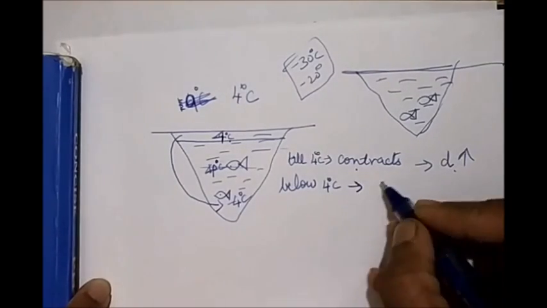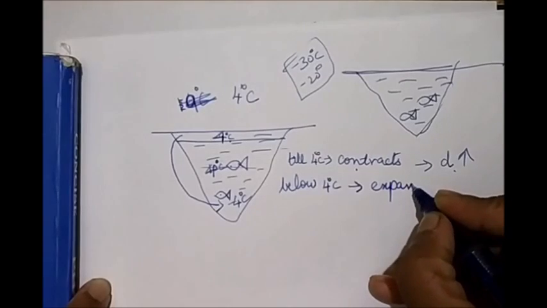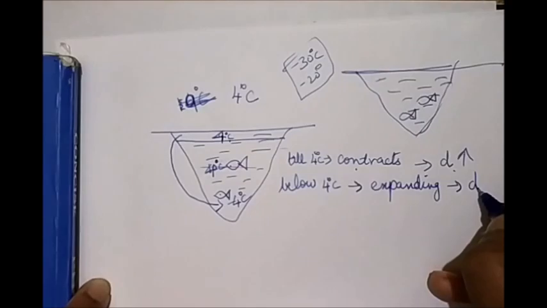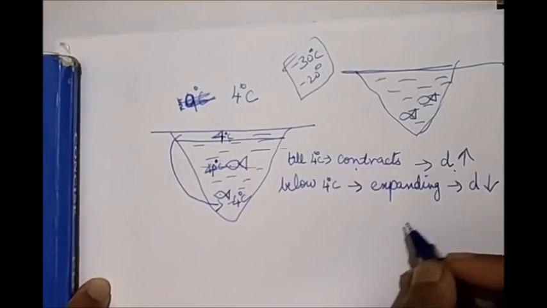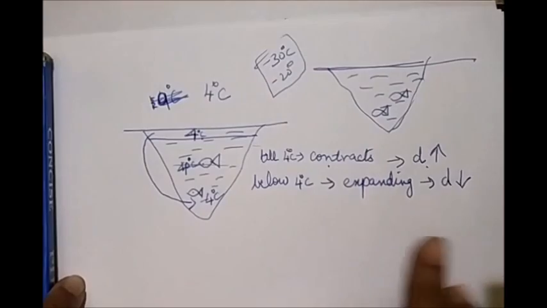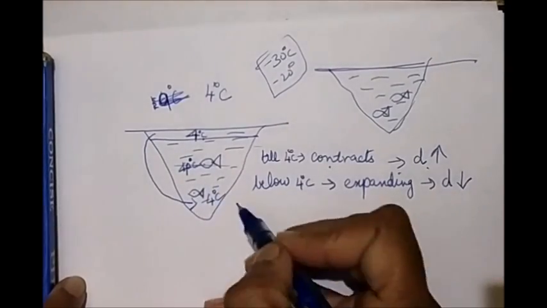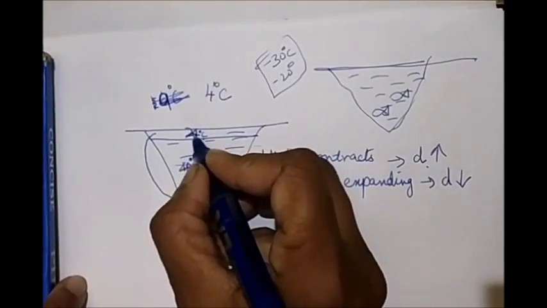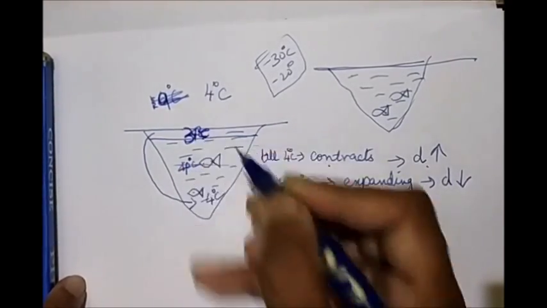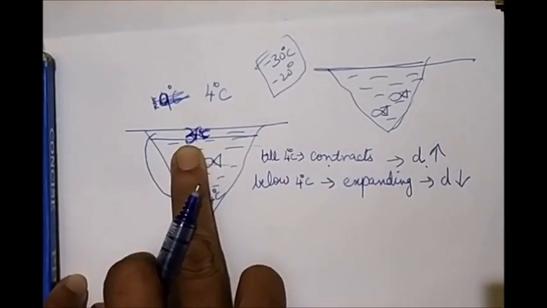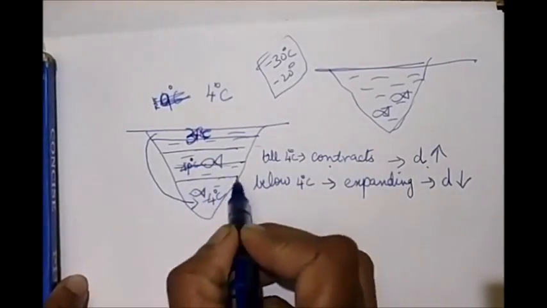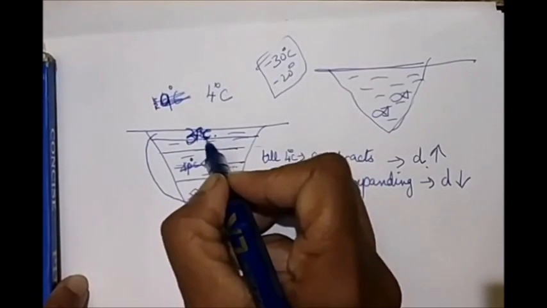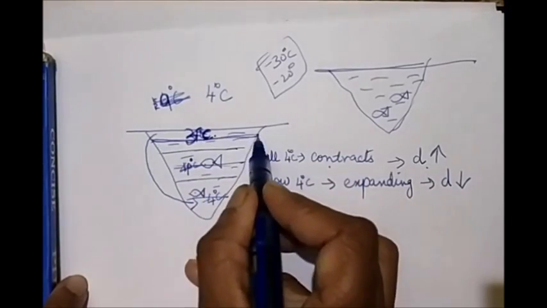Instead of contracting, water will start expanding. When water expands, its density decreases. Molecules will go far apart, so its density will decrease. So what will happen? Now this water layer, which was at 4, now turned to 3. But because its density has decreased, when compared to the layers below, it will be at a lower density. Now you know that a lower density will always float.